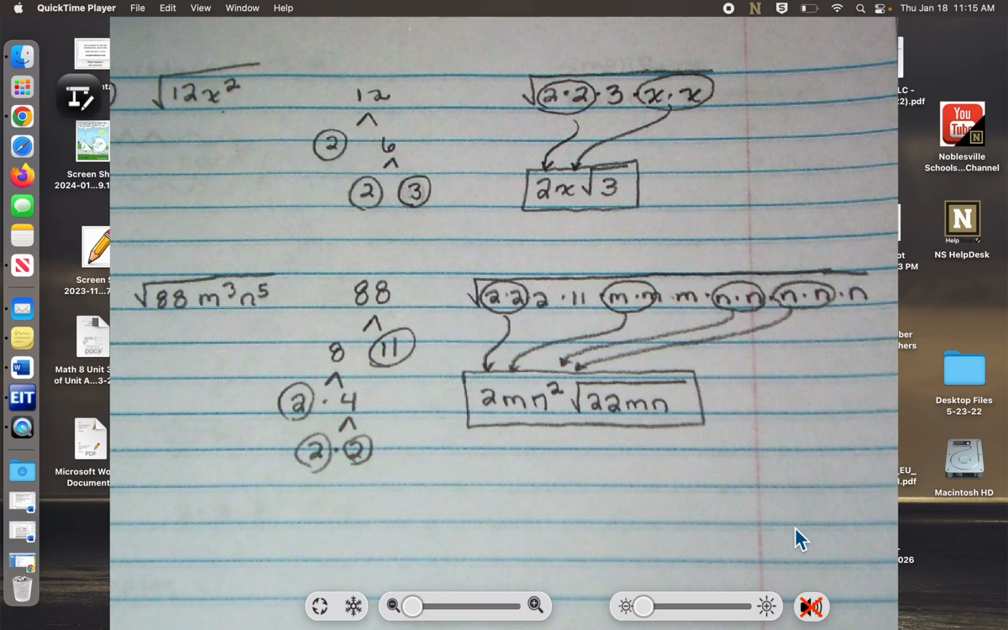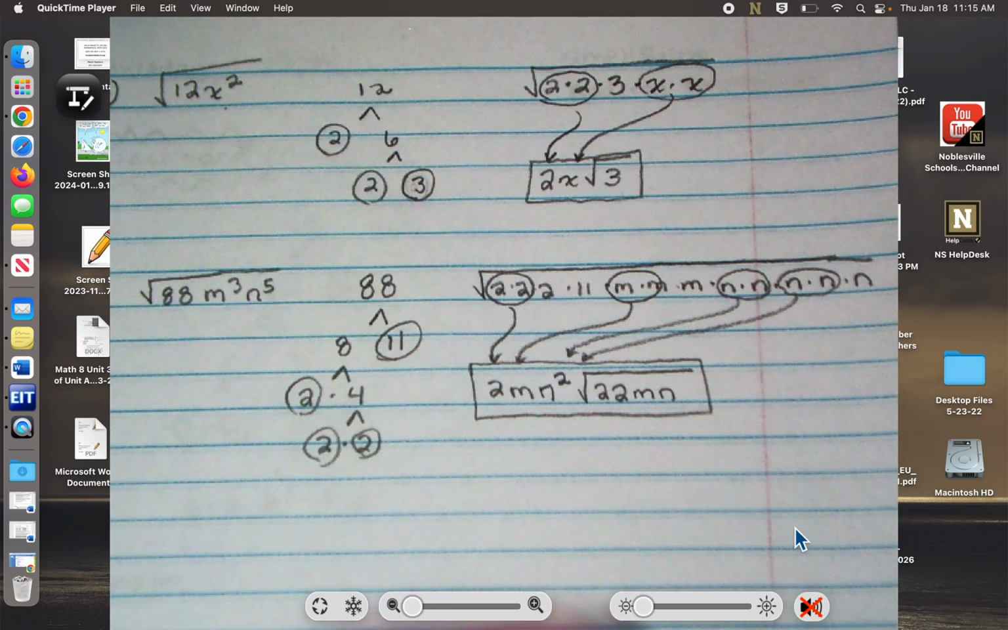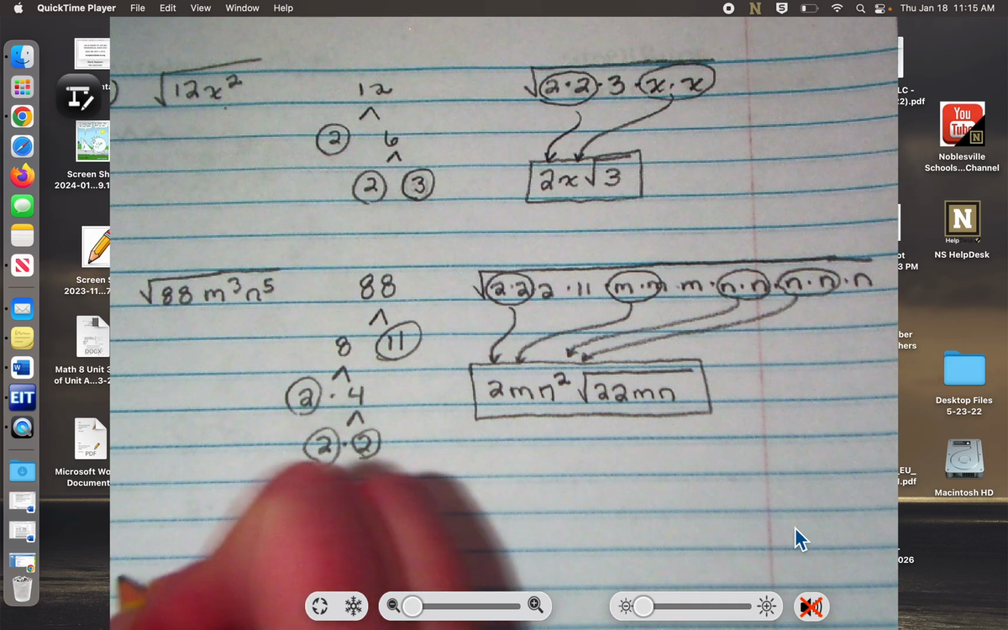This makes sense. How are we feeling about simplifying radical expressions? Very easy. It's not too bad, huh? Yeah, it's easy. Seems a little overwhelming, and then you're like, oh, Mrs. Marsh, this is for beginners. This is for beginners. Okay, let's try another one.